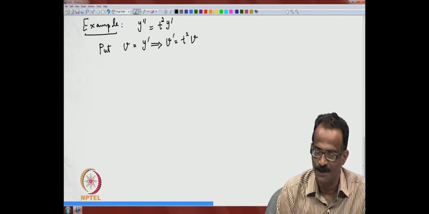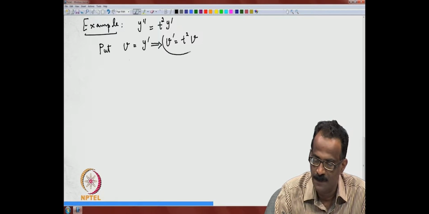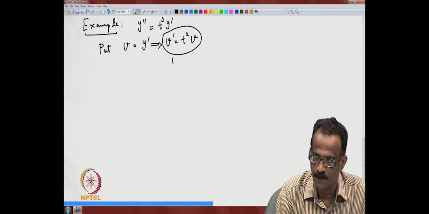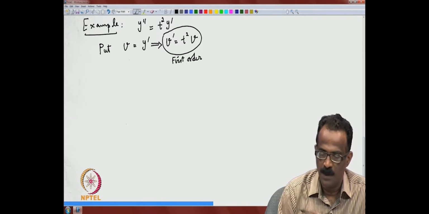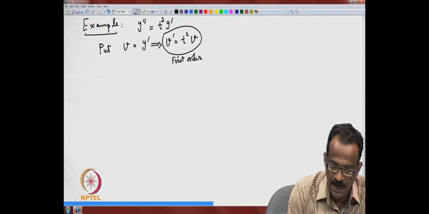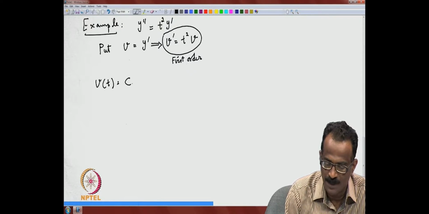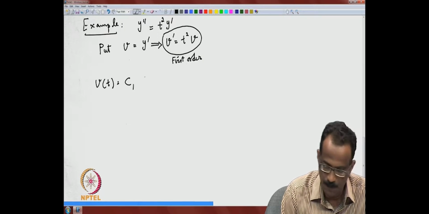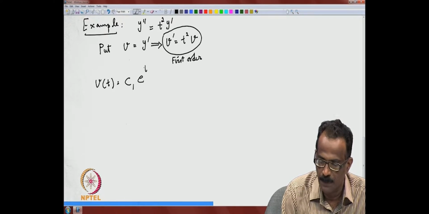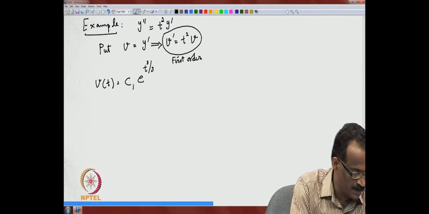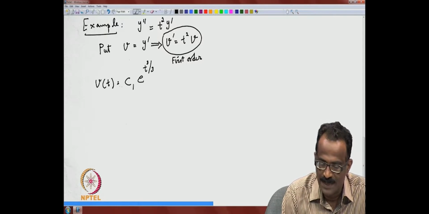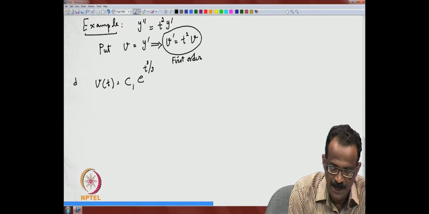So, you see, this is a first order equation, and you can solve for v(t). You can write down your v(t) in the usual way, some constant c1 into e to the power t cubed by 3. So, you have your solution. And now, what is v(t)? This is nothing but dy by dt.